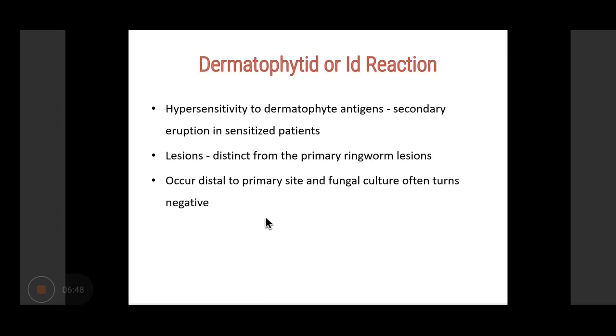So we have the dermatophytid or id reaction. This is a hypersensitivity reaction to dermatophyte antigen, which leads to secondary eruptions in sensitized patients. These lesions are distinct from the primary ringworm lesions, and they occur distal to the primary site. In such cases, the fungal culture is mostly negative.